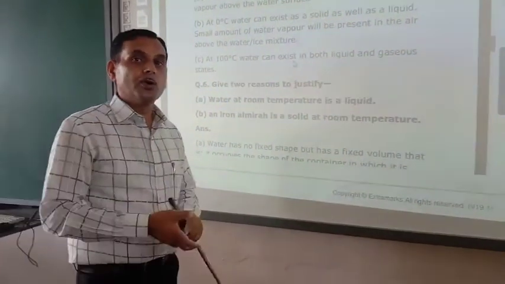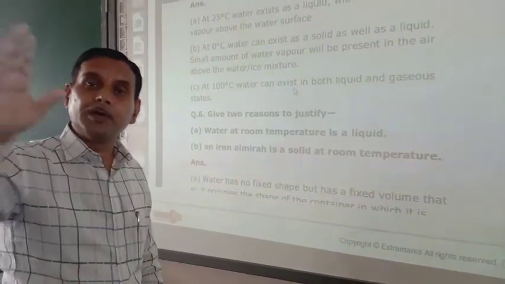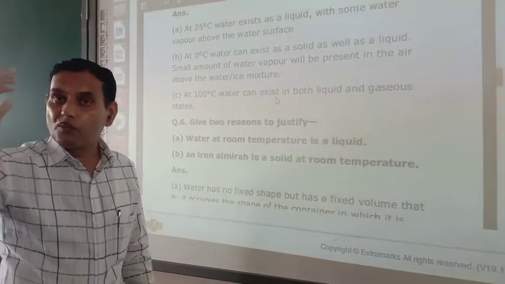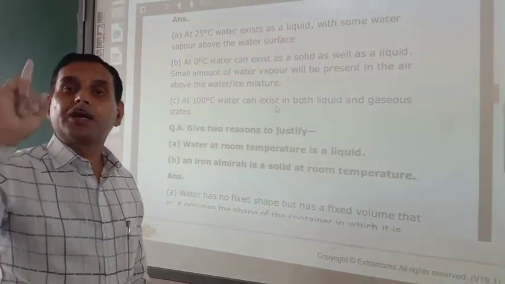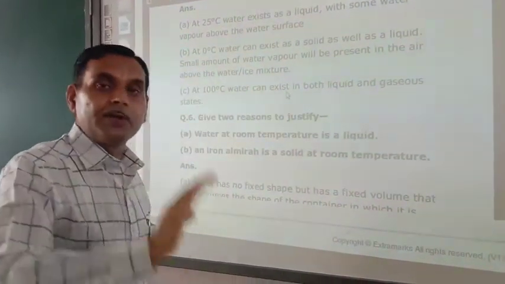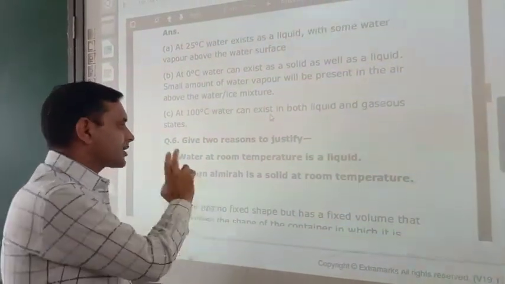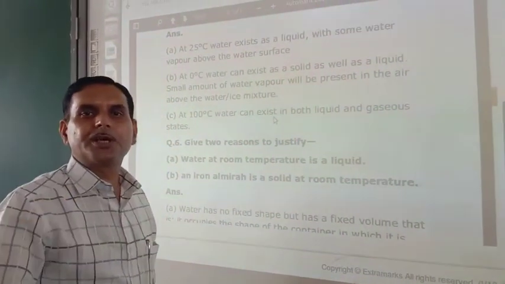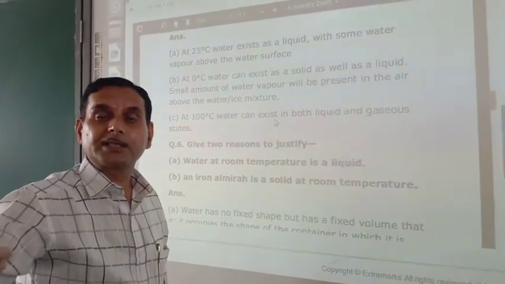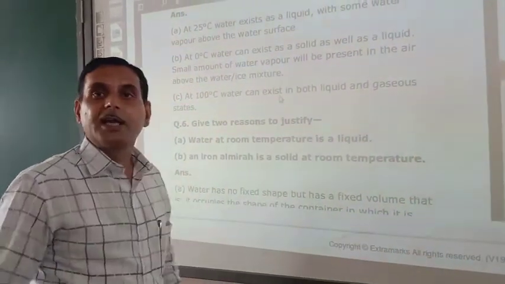So you know, a substance is considered to be a liquid if its freezing point is below the room temperature and boiling point is above the room temperature. So just see, what is a liquid? Remember, a liquid is a substance whose freezing point is below the room temperature and boiling point is above the room temperature. So just try to understand here, water's freezing point is 0 degree Celsius, that is below the room temperature, and its boiling point is 100 degree Celsius, that is above the room temperature. That is why it is a liquid.